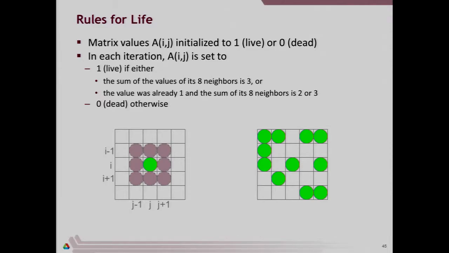You initialize, and then at each iteration, you look at the surrounding cells, and if the sum is 3, or the value is already 1 and the sum is 2 or 3, then you get to stay alive. Otherwise, you're lonely, or you've got too many people around you, and you die. And that's the way the game is played.